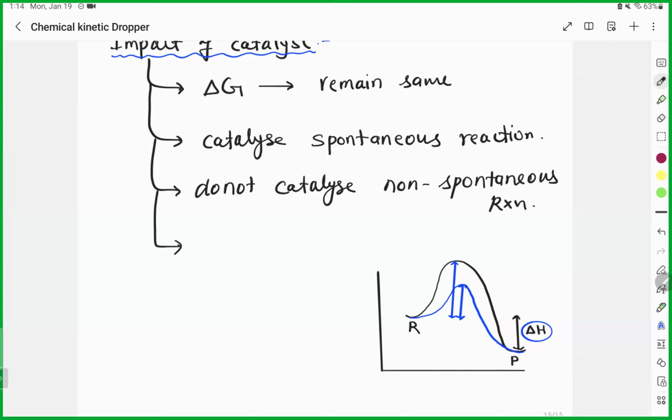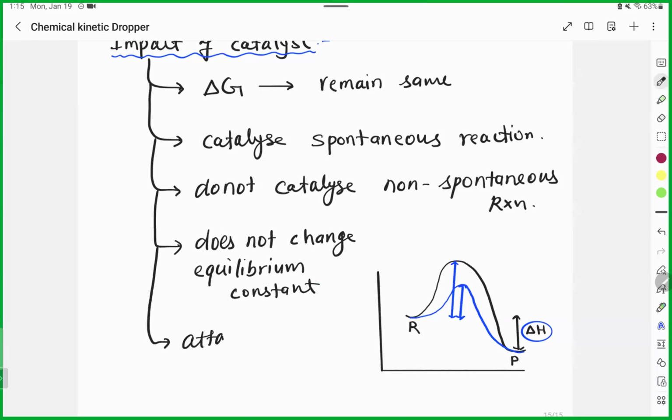Anvita, does a catalyst change the equilibrium constant? It does not change the equilibrium constant. It will remain the same. It just makes the process fast, but the overall equilibrium will remain the same. It will not proceed the reaction in the forward or backward direction. The reaction will remain the same, it just attains equilibrium faster. Got it. Correct.